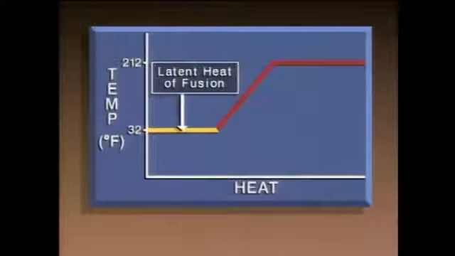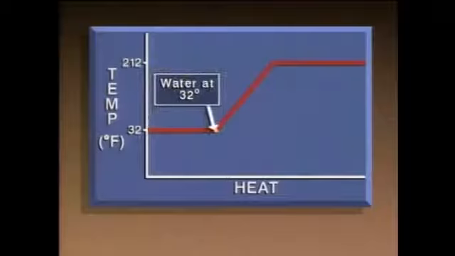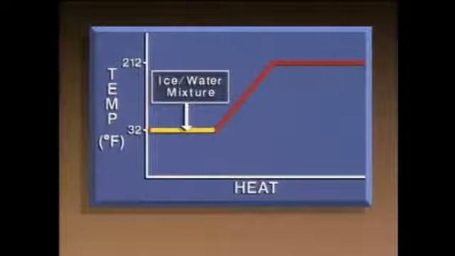This horizontal line at 32 degrees represents the latent heat of fusion or melting. The latent heat of fusion is the amount of heat required to melt a substance without a change in temperature or pressure. This point represents ice at 32 degrees. And this point represents water at 32 degrees. The line between these points represents an ice-water mixture.